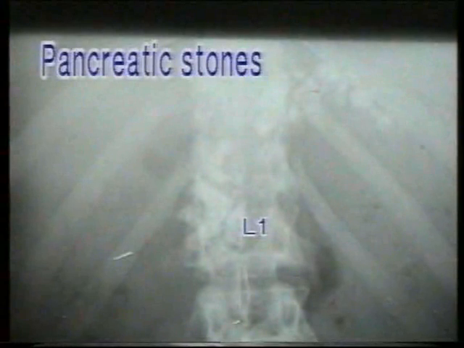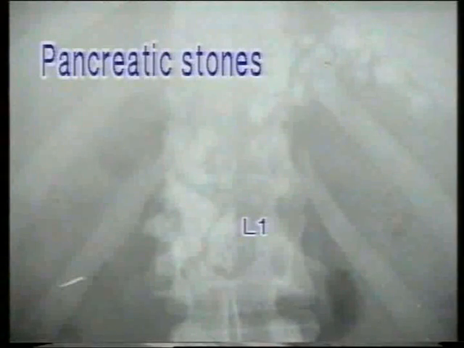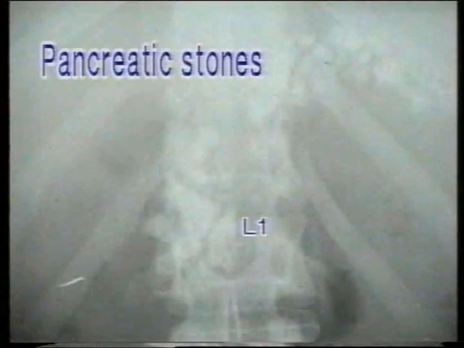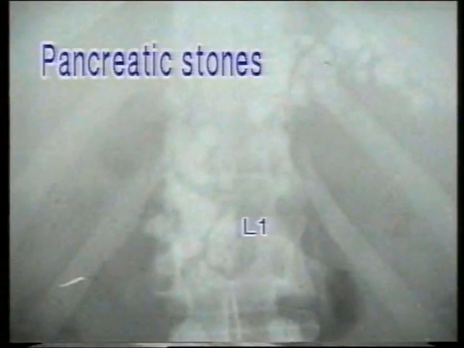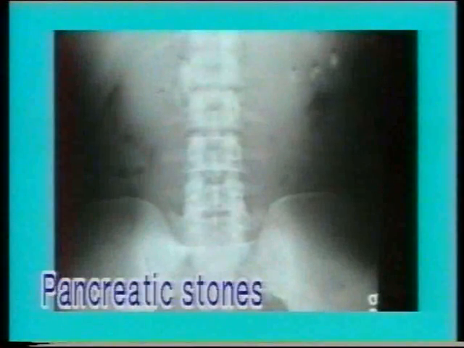This is a typical appearance of pancreatic calcifications, in a line going upwards in the left across the first lumbar vertebra. The stones may be in the ducts and also in the pancreatic tissue. This is another X-ray showing pancreatic stones. The calcifications on the right of the first lumbar vertebra and the stones on the left side, which are in the main pancreatic duct, are aligned in a straight line and they cast a very typical picture.